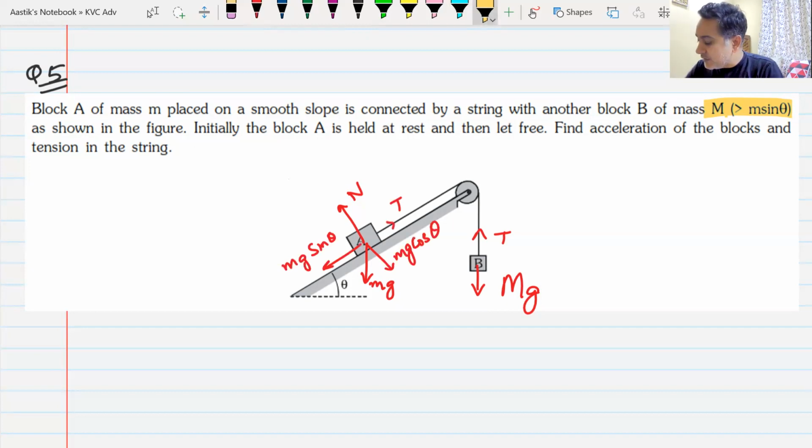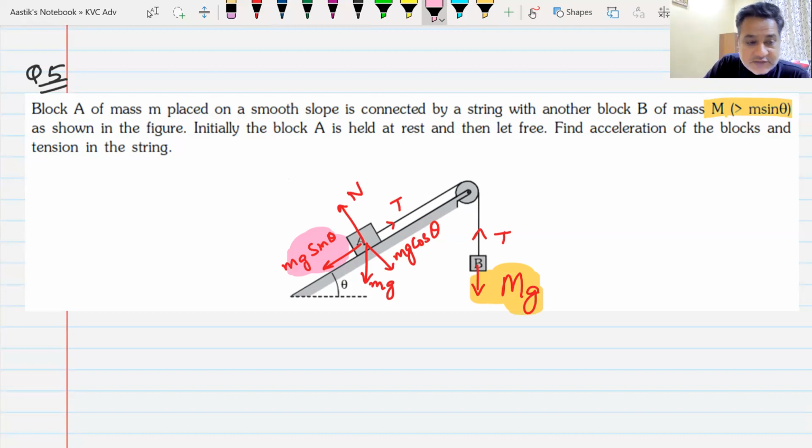Now you can see that the force which is trying to pull it down is this one, and the force which is trying to pull it on this side is this one. Who is going to win? Capital Mg will win. So capital M, the block, will move downwards. This is the hint. 2 minutes now to solve the question. Give me the answer and stay happy.